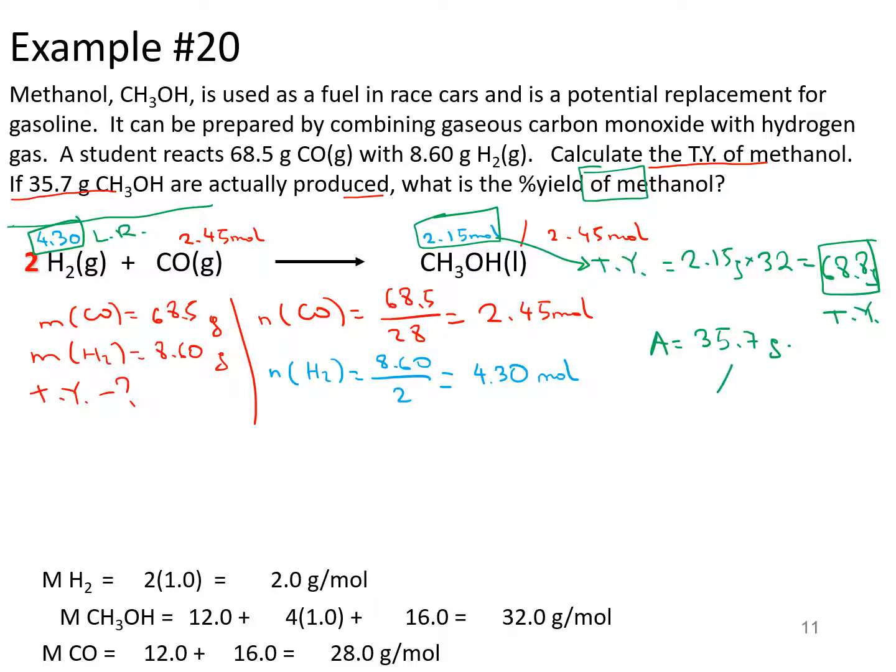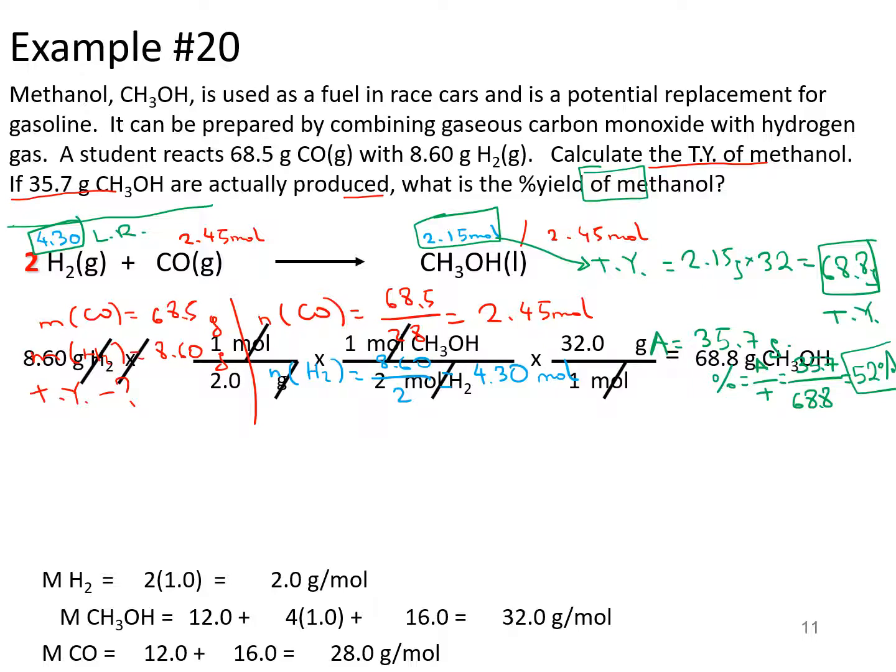That's the theoretical yield. It is saying that actually 35.7 was formed. So the actual yield is 35.7 grams. Okay, therefore, to find the percent yield of this reaction, I'm going to divide these two. Percent yield is equal to actual divided by theoretical. So I'm going to have 35.7 divided by 68.8, times 100. So that's about 52%. I'll round off a little bit. So that's about 52%.